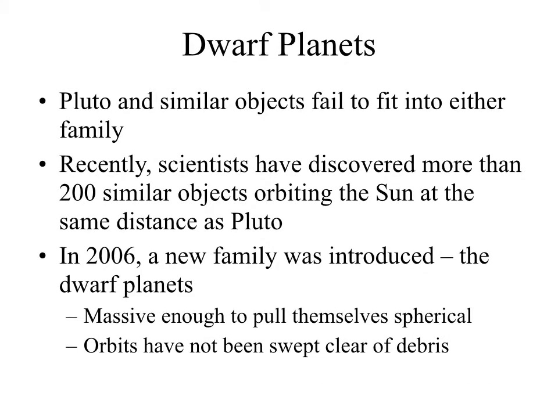The next type of planet is what we call a dwarf planet. It was in 2006 that Pluto was downgraded from a planet to a dwarf planet. By dwarf planet, we mean that they are not massive enough to pull themselves into a round shape, and their orbits have not been swept clear of debris. So these are the two main criteria used to classify planets as dwarfs.